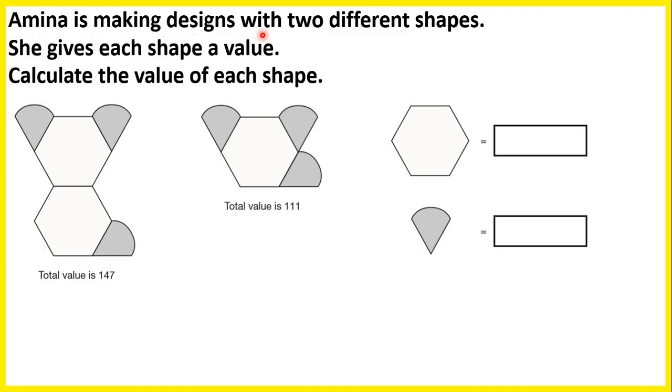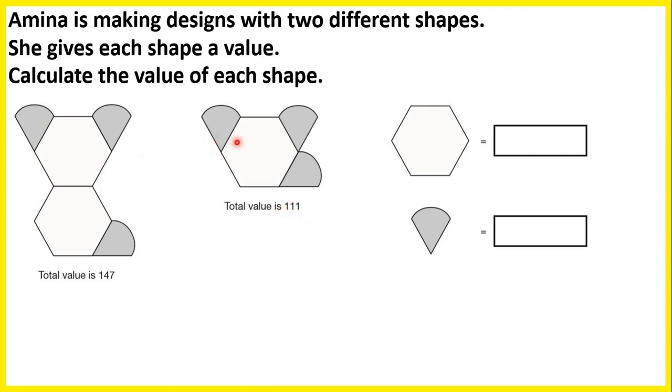Amina is making designs with 2 different shapes. She gives each shape a value. Calculate the value of each shape. So here we can see that we have 2 hexagons and 3 cone shapes, and the total value is 147. And here we have 1 hexagon and 3 cone shapes, and the total value is 111.